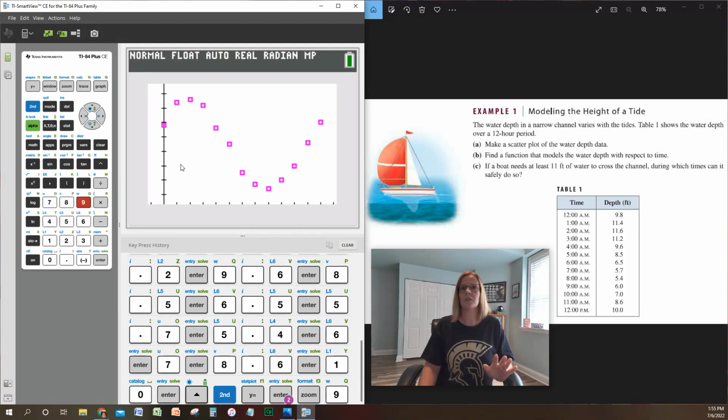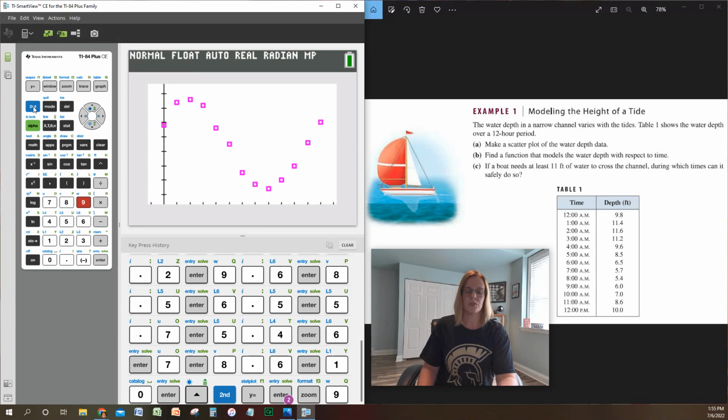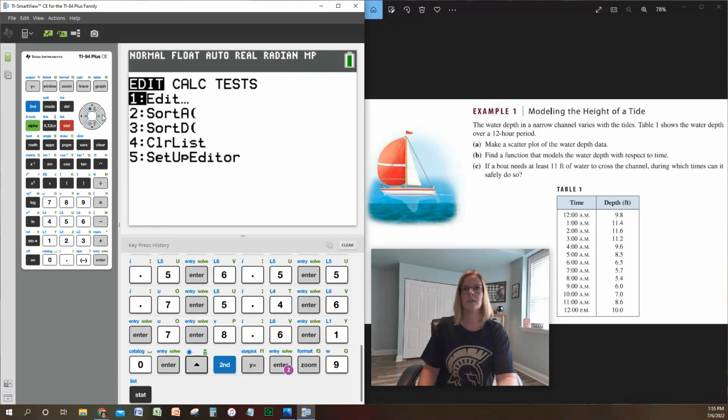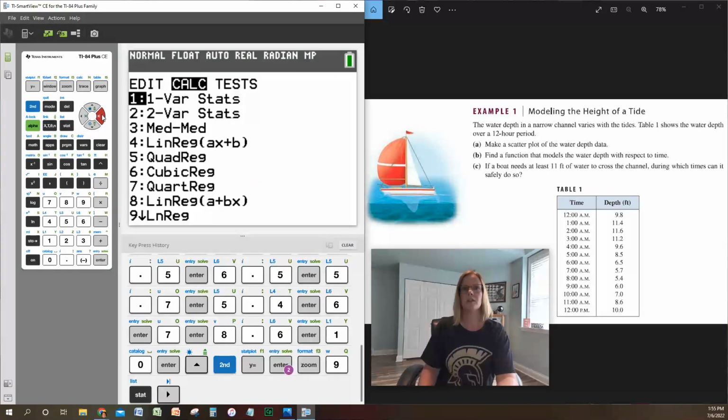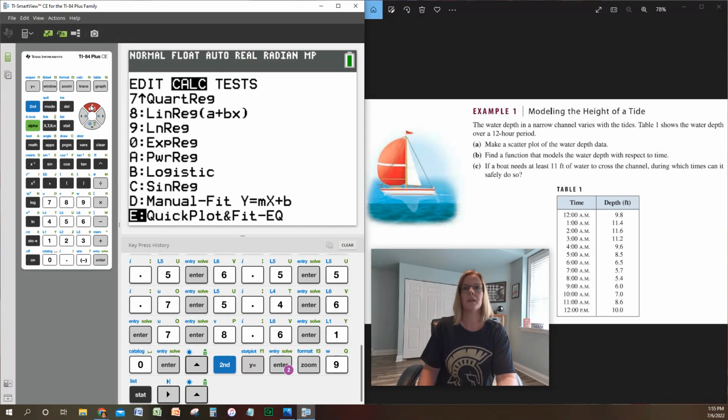So that's going to be important later, because the calculator is going to generate an equation for us, and it'll either have sine or cosine in it, okay? So that's what we're going to do next. We're going to get that equation. And to do that, we're going to go to Stat, Calc, and then I'm going to arrow up because it's a little bit faster. And I'm going to go to option C.